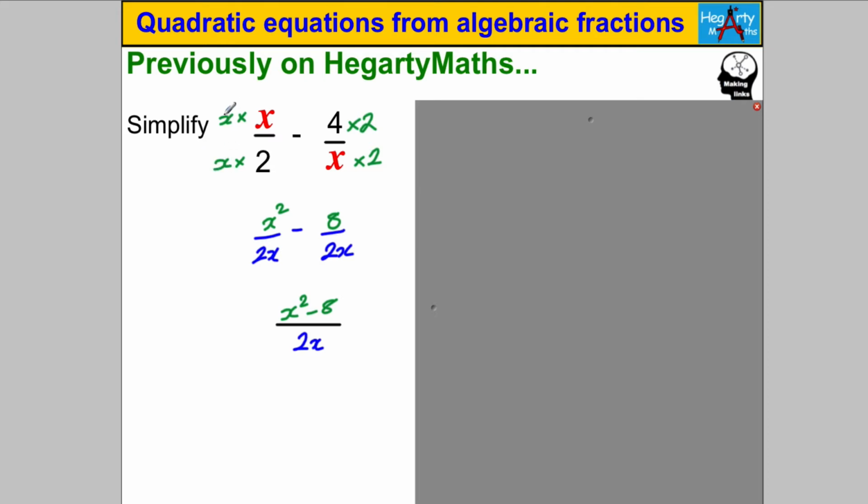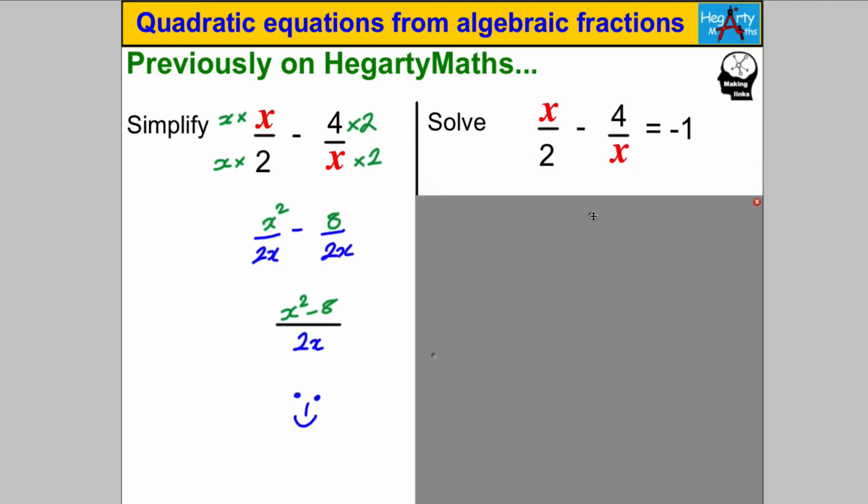In order to do it, you would have made them both have a common denominator of 2x. So in this case you would have multiplied numerator and denominator by x. In this case you would have multiplied numerator and denominator by 2, and then you could subtract the tops and you would have got x squared subtract 8 over 2x. Now if you got that, happy days. If you don't understand that, please go back to your building blocks.